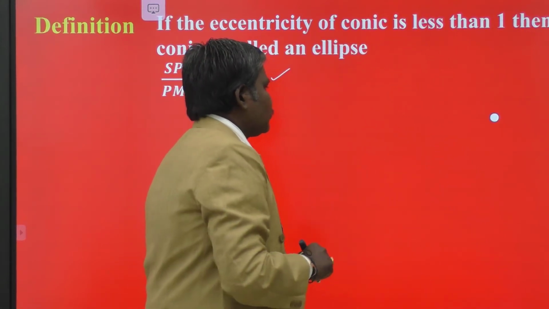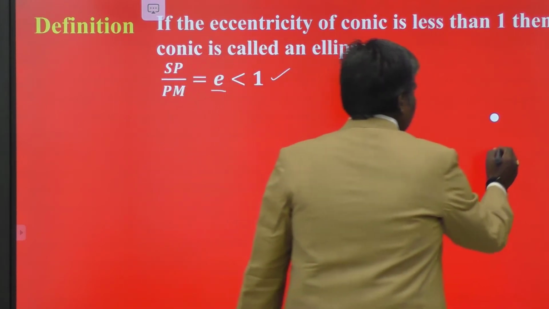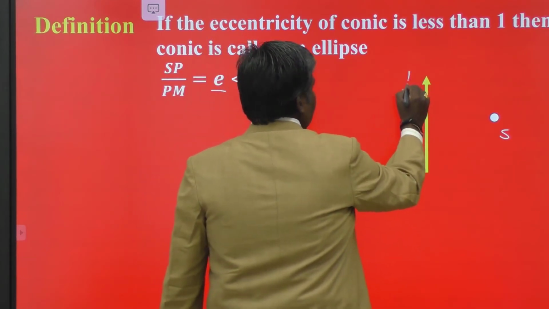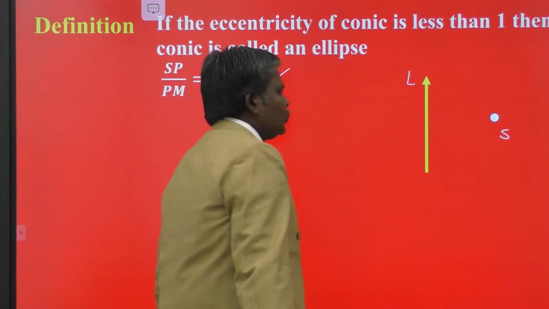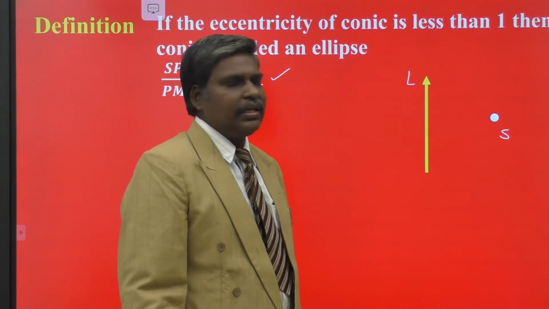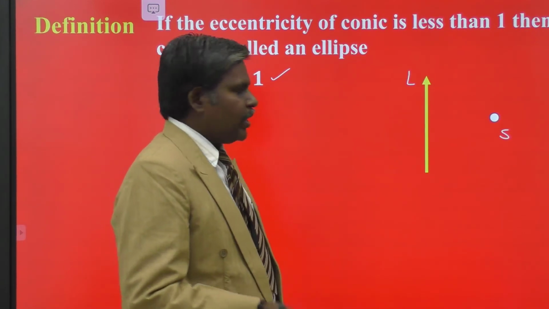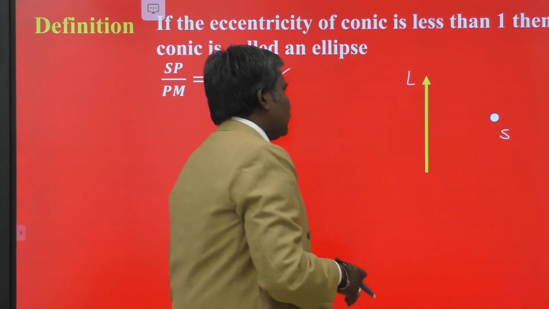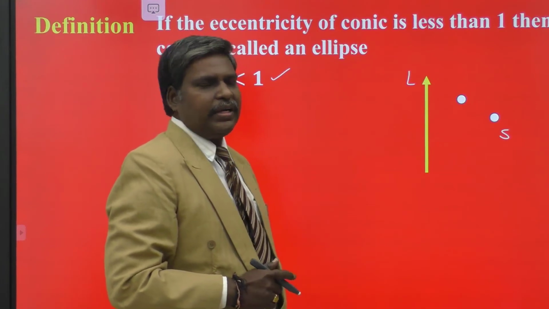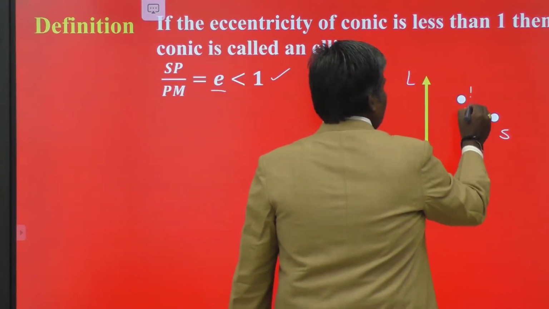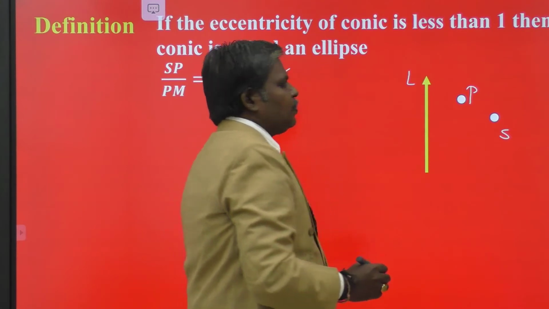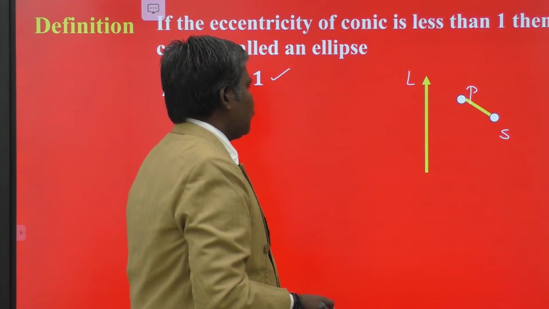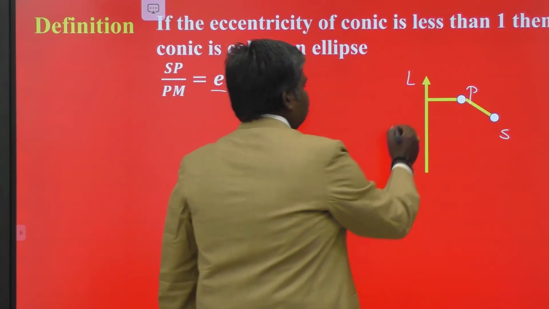So, S is your fixed point. This is my fixed point, and this is the fixed line called directrix. These are the two things we need to generate the ellipse, that is the conic. The two major things are focus and directrix. P is any point on the locus, that is my ellipse. SP by PM is what? Eccentricity of that conic. This is SP and this is PM.